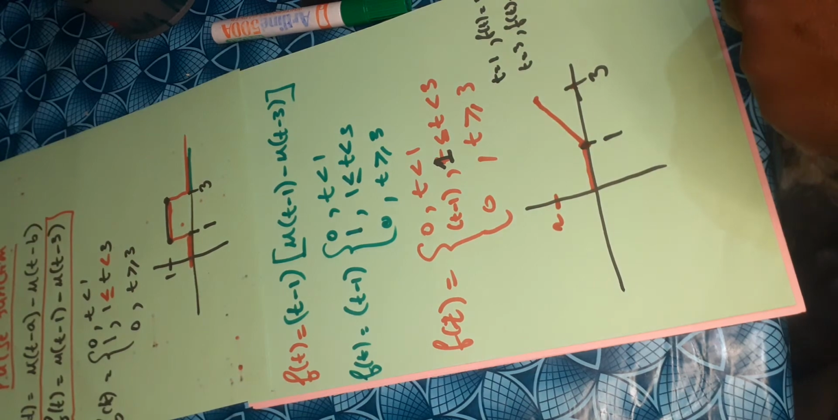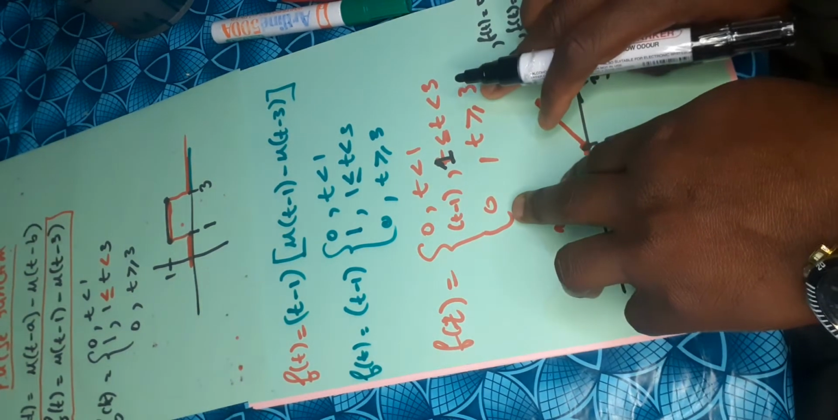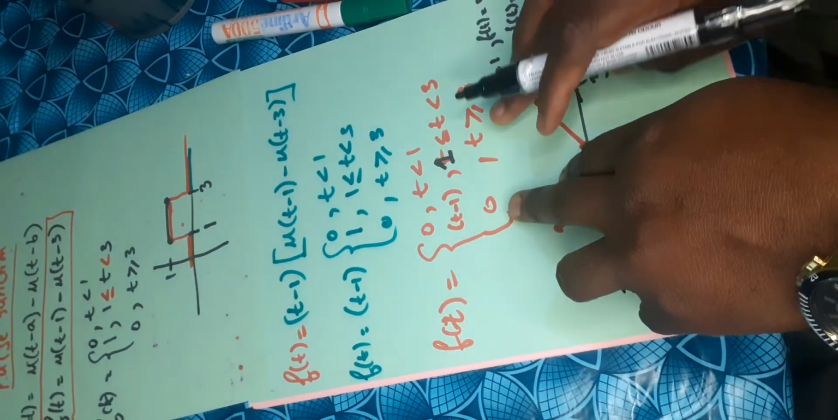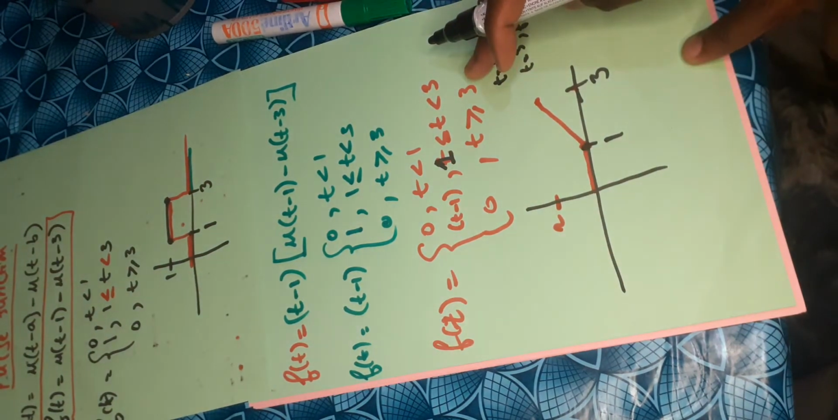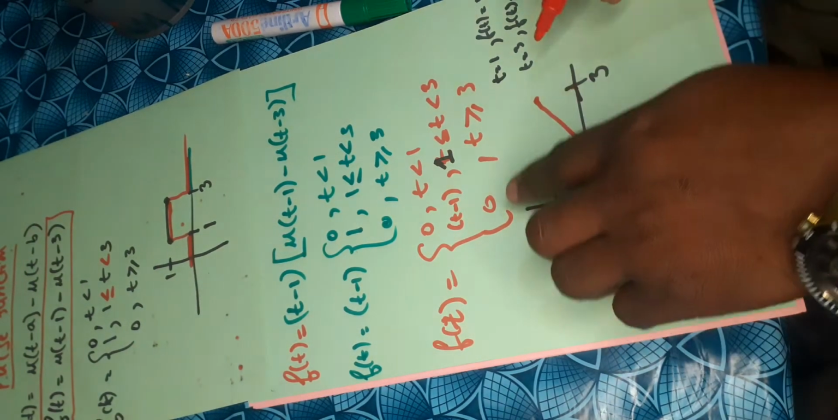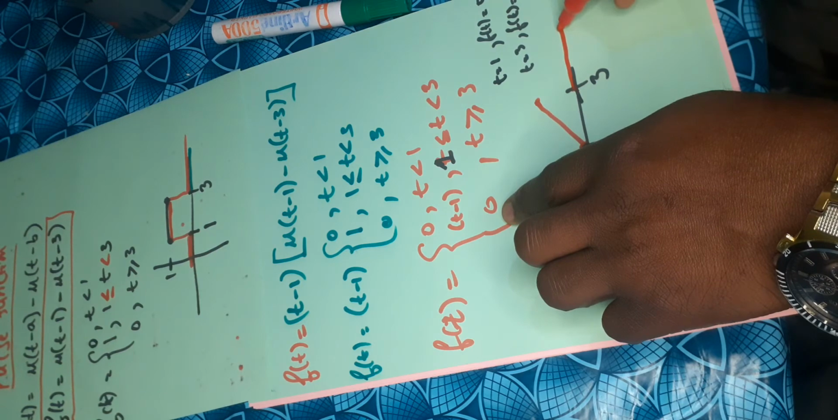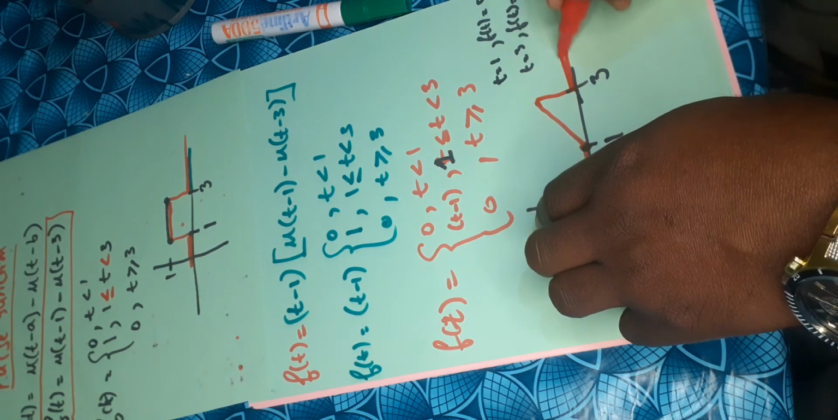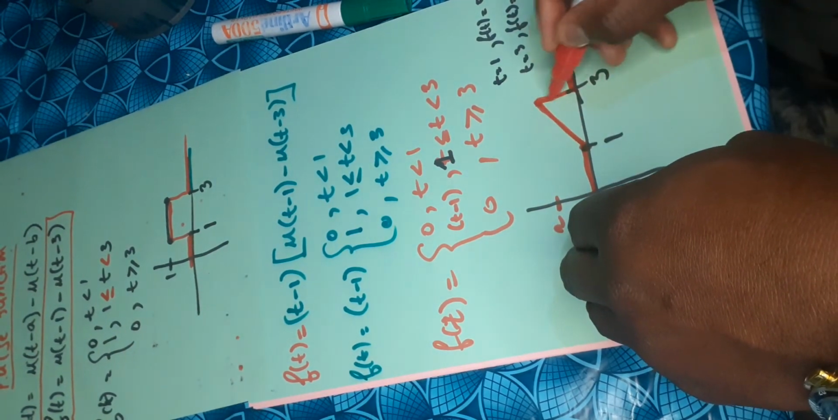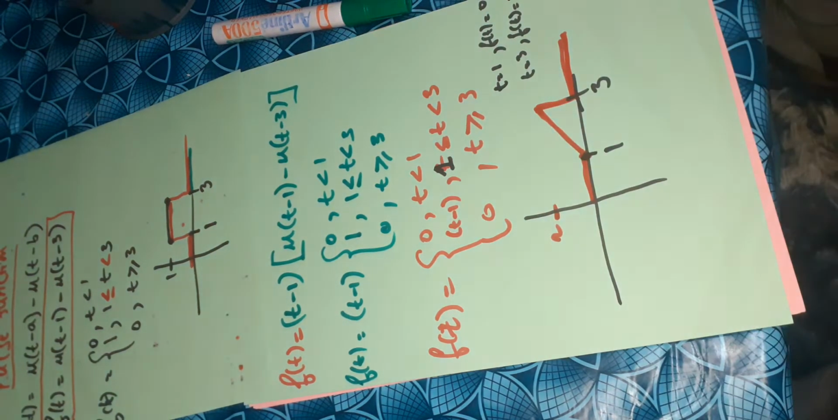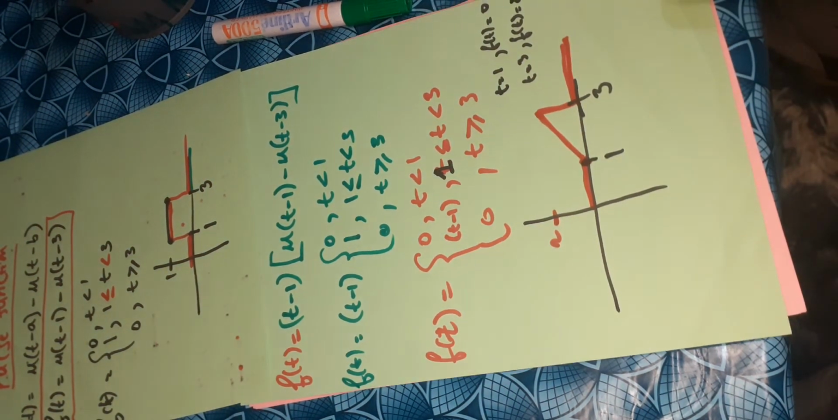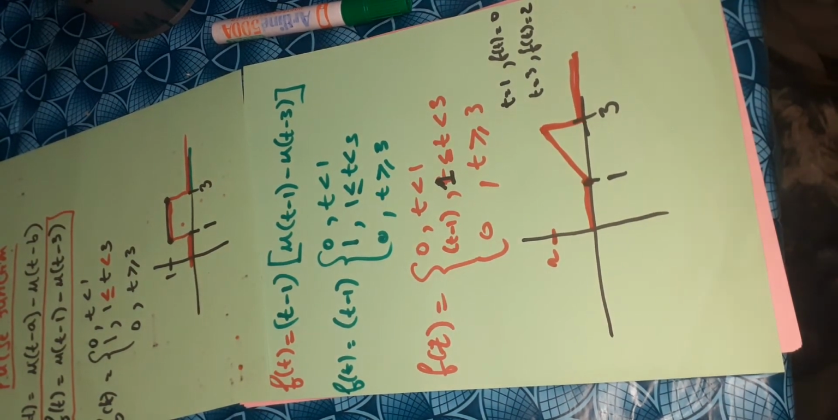And now I'm here in the last interval. When t is greater than or equal to 3, it's going to be 0 in here. So this is my graph. If you master this, you are happy. I'm happy also. So you can solve any question that involves unit step function or piecewise function.